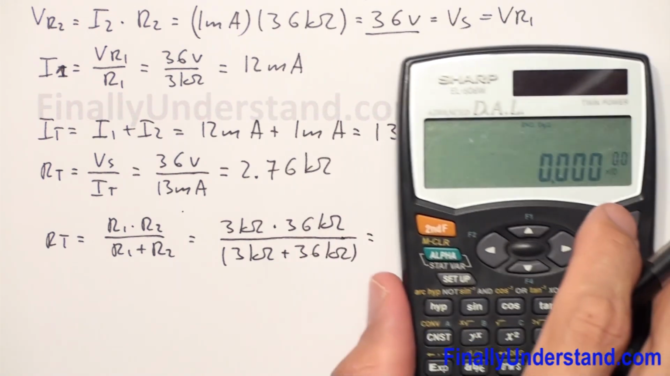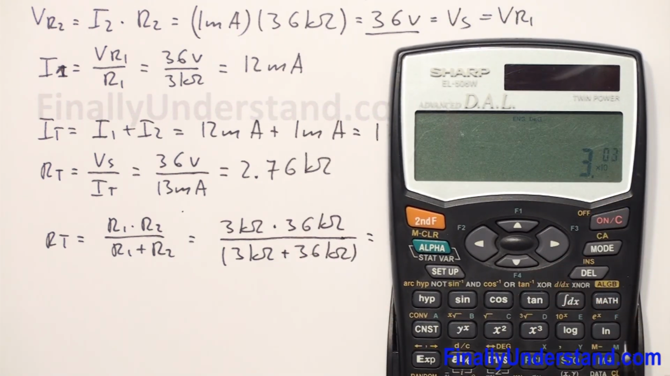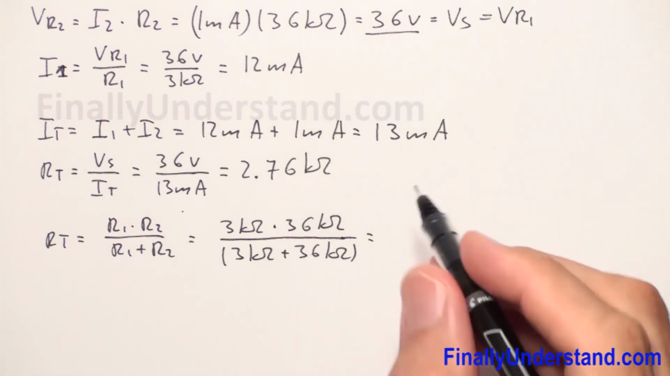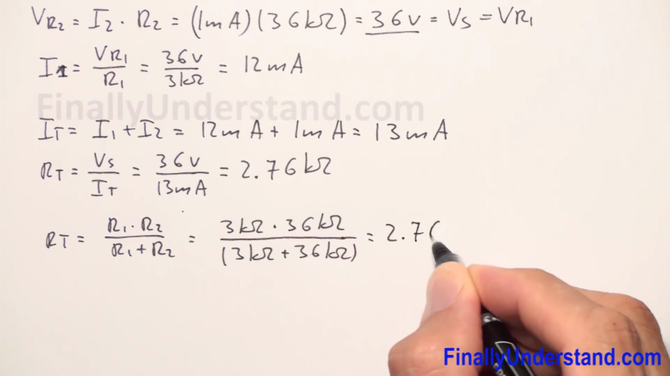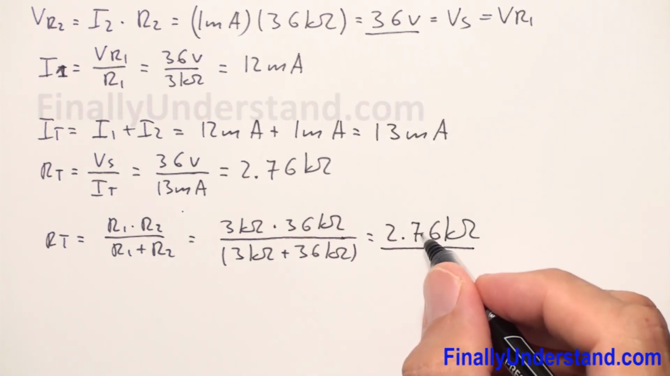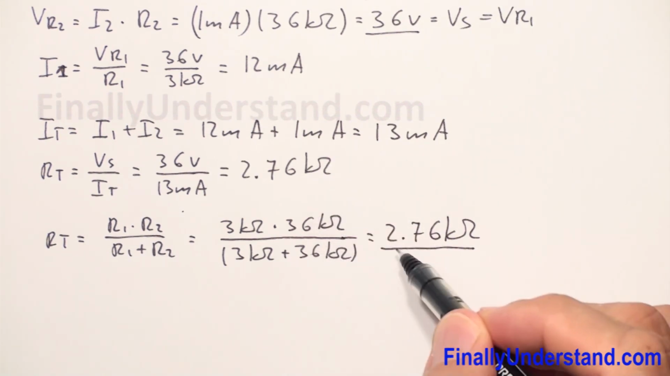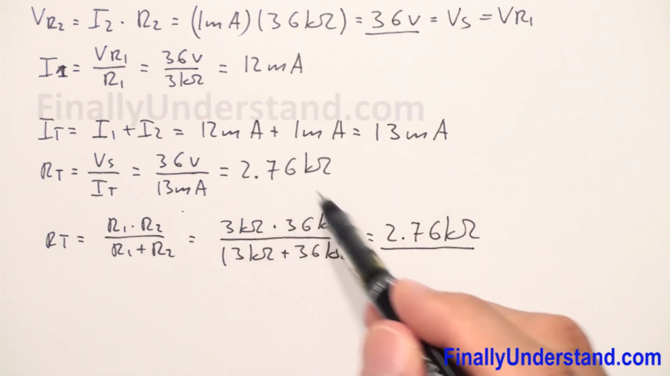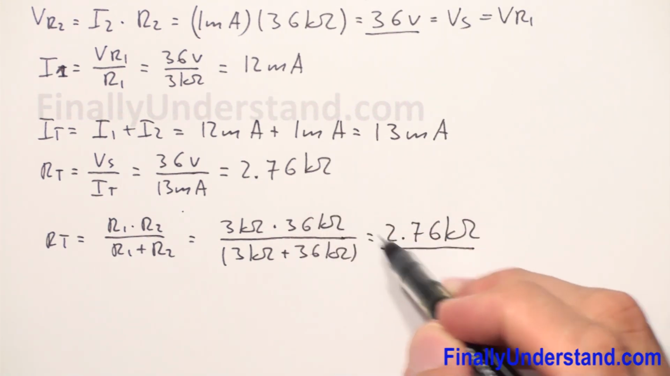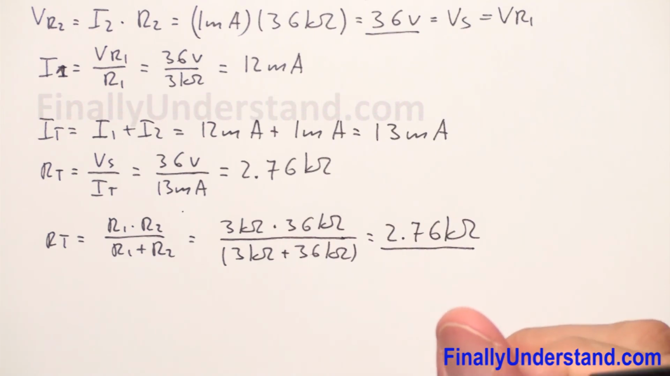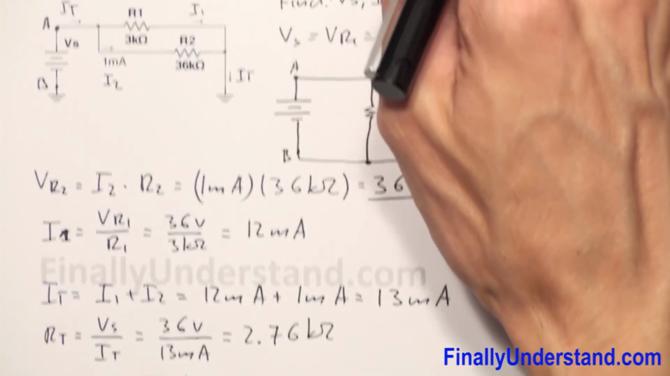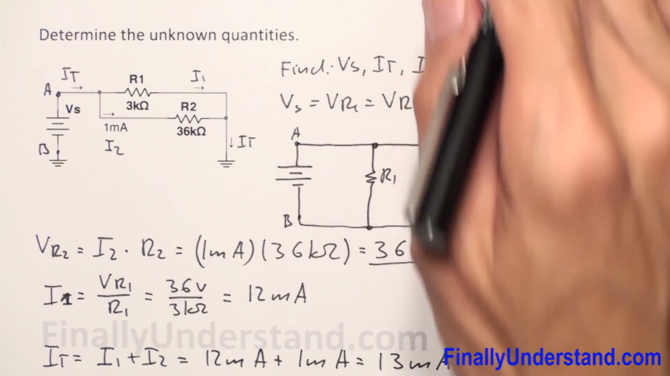This is equal 3 exponent 3 times 36 exponent 3 divided by open parenthesis 3 exponent 3 plus 36 exponent 3 close parenthesis equals 2.76 kilo ohms. 2.76 kilo ohms. As you can see, these values are identical. We found R total using two different ways and we got exactly the same answers. So it means that our problem is solved and all our answers are correct.